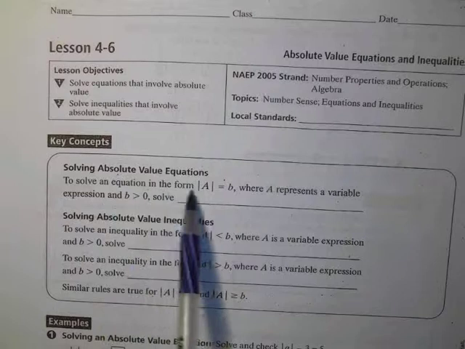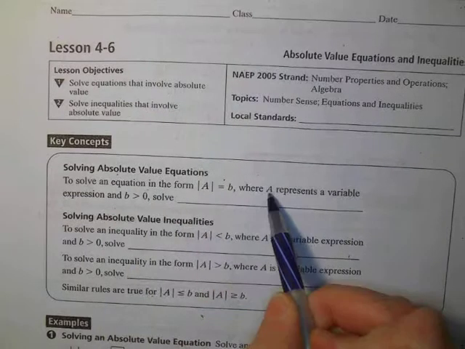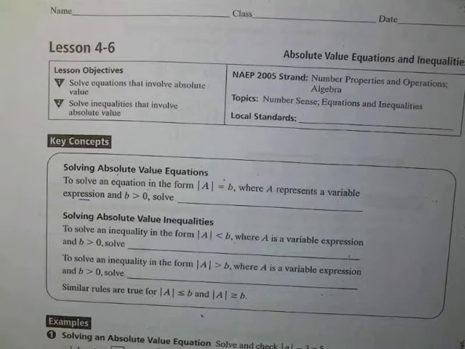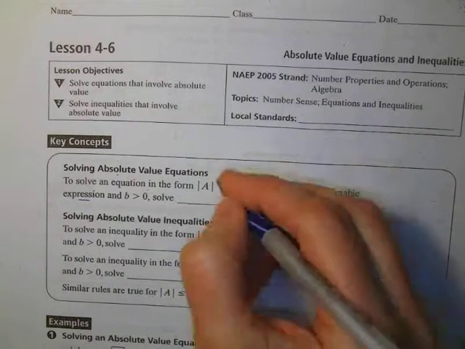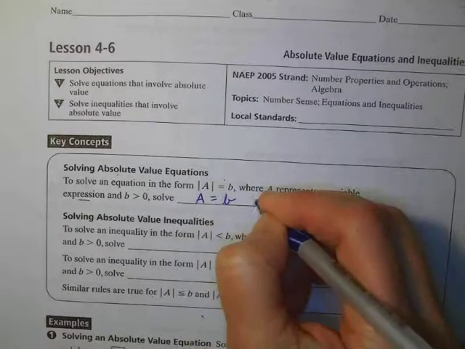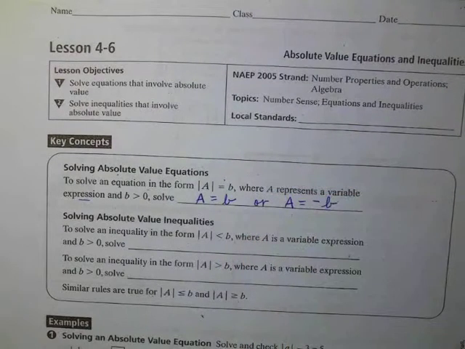To solve an equation in the form the absolute value of A is equal to B, where A represents a variable expression and B is greater than 0, we're going to solve A equal to B or A equal to the opposite of B.